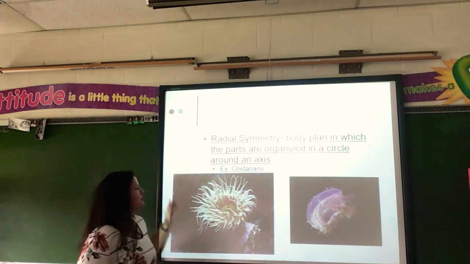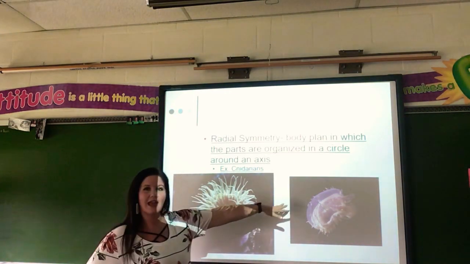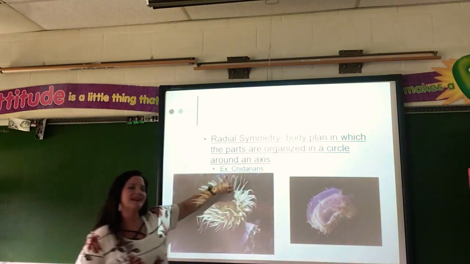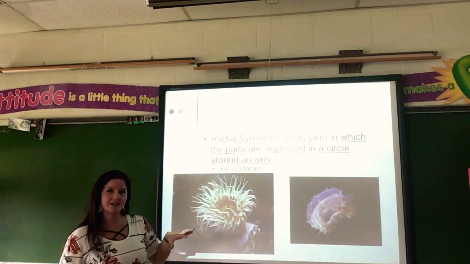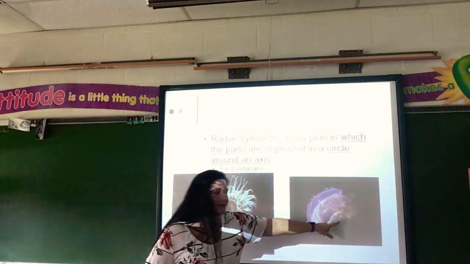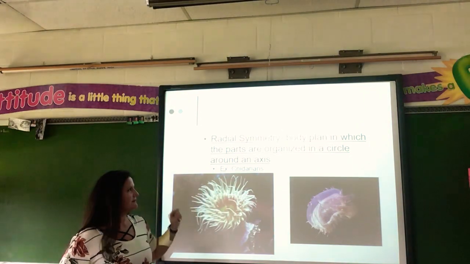Some things show radial symmetry. This would be like a sea anemone or a jellyfish. These are what we call the cnidarians because they have specialized stinging cells on their tentacles. Jellyfish tentacles are down here. Sea anemone tentacles are up here.